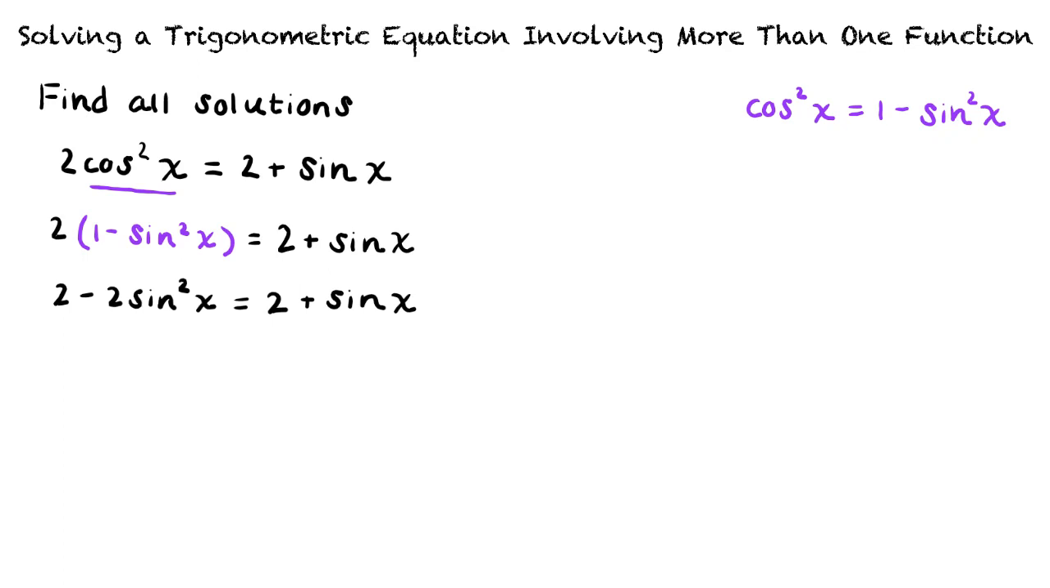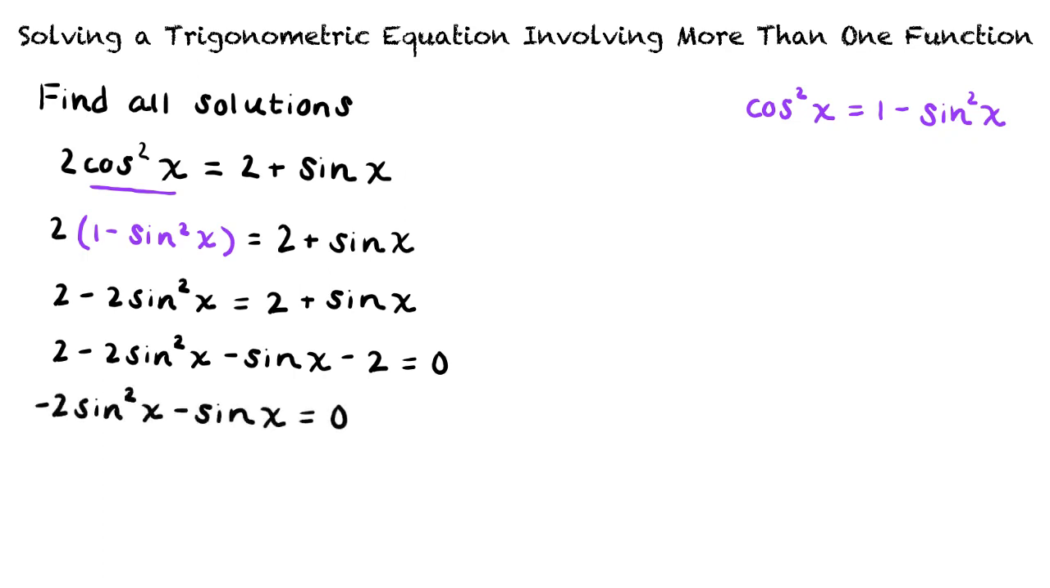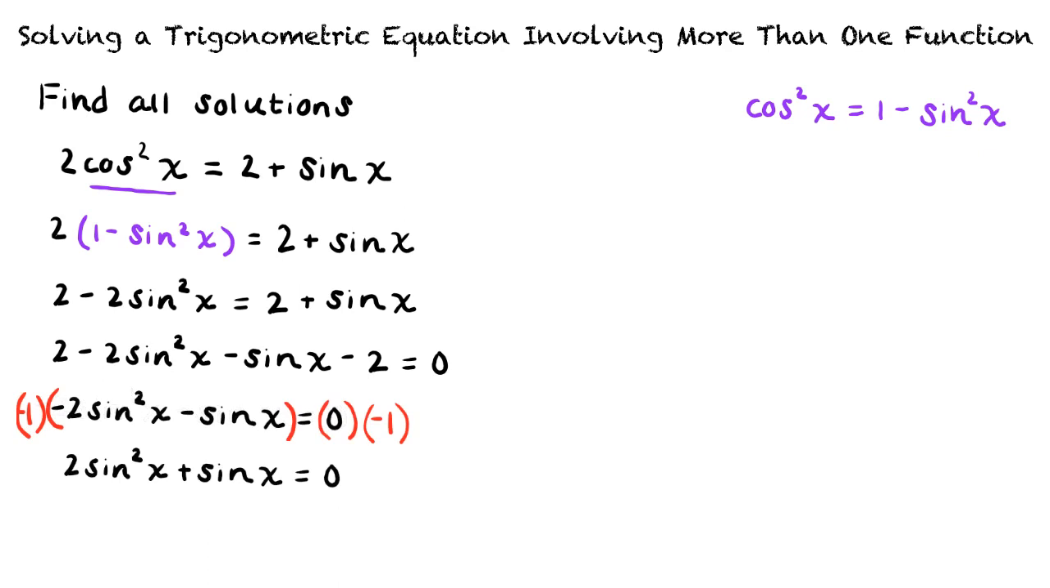Next, we will rewrite the equation again, this time with the goal of getting 0 on one side of the equation. This will result in 2 minus 2 times sine squared of x minus sine of x minus 2 equals 0. This simplifies to negative 2 times sine squared of x minus the sine of x equals 0. This simplifies further to 2 times the sine squared of x plus sine of x equals 0 when you multiply both sides by negative 1.